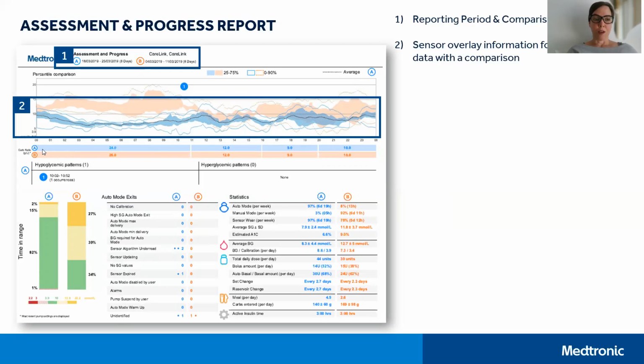Below the overlay graph, you're offered your carb ratio profile for the 24-hour period, along with the one from the previous reporting period.